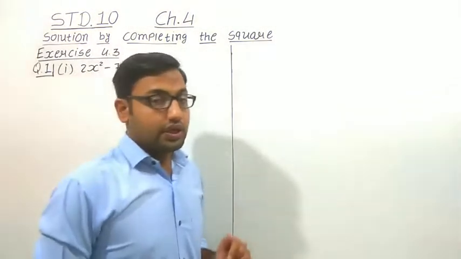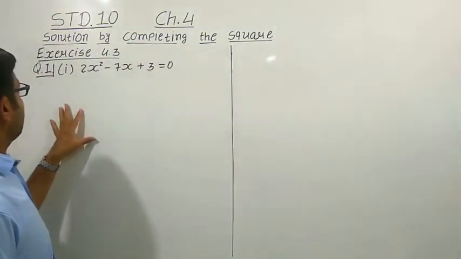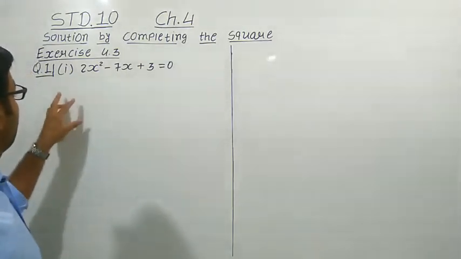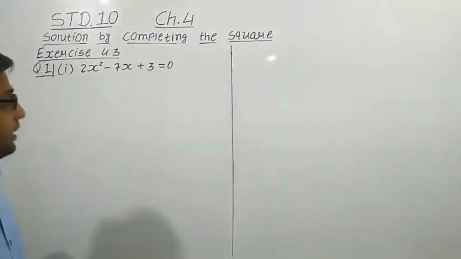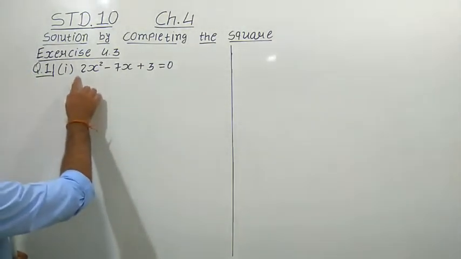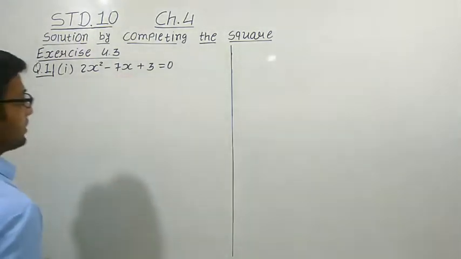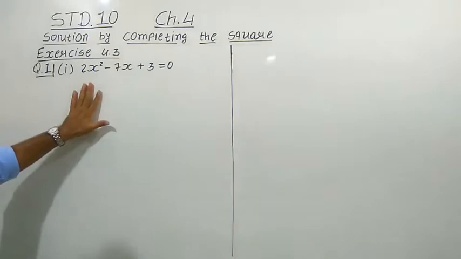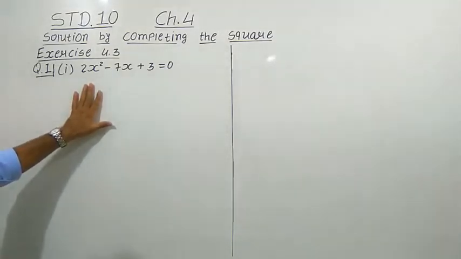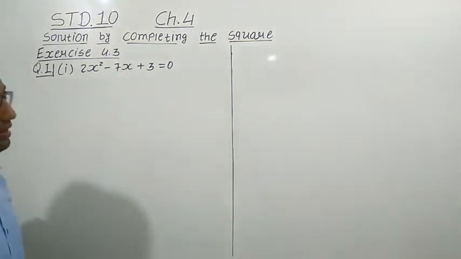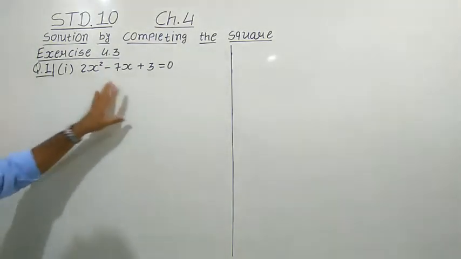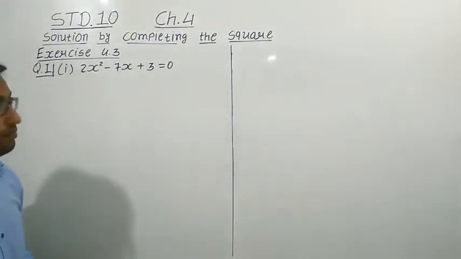Okay, let us understand this by taking one question, that is from exercise 4.3, question number 1, sub-question number 1. Here we are given the quadratic equation 2x square minus 7x plus 3 is equal to 0. We can see that this is not a perfect square. We cannot form the identity from these given three terms. So what we have to do is find the solution by completing the square.